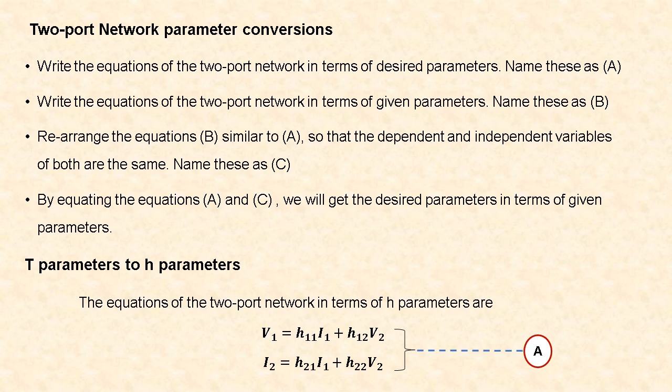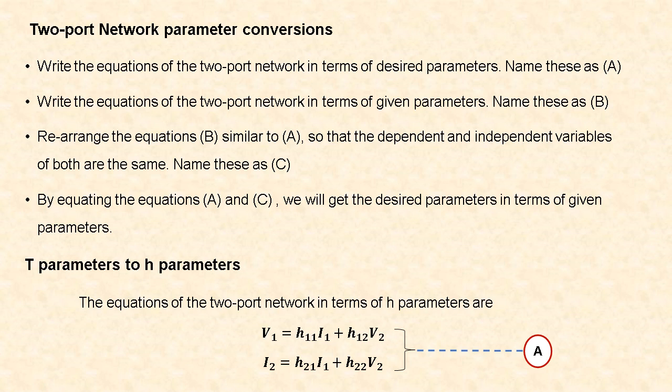Next is two-port network parameter conversions. For this, the following steps have to be followed. First, we have to write the equations of the two-port network in terms of desired parameters, that is, to which they have asked to convert it. Name this set of equations as A. Next, write down the equations of the two-port network in terms of given parameters. Name this set of equations as B.